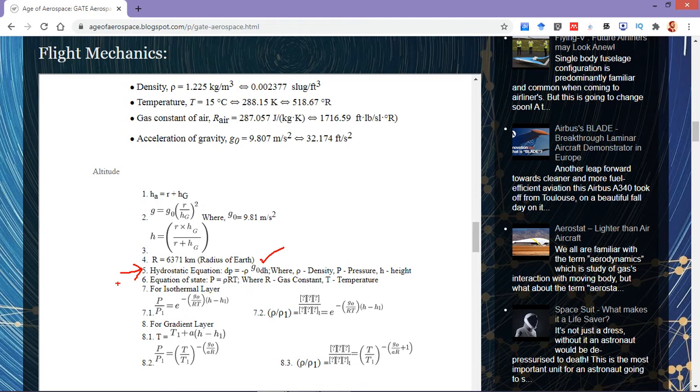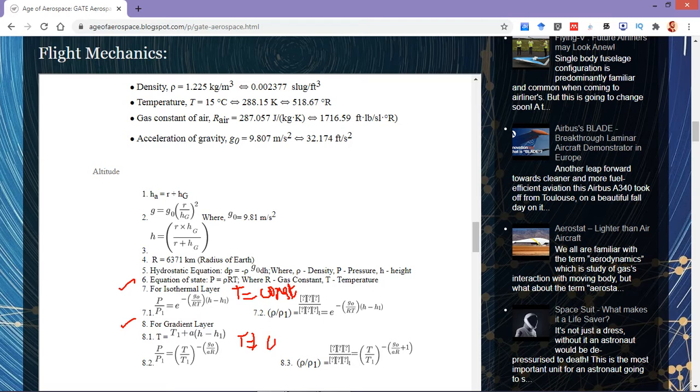be using further. Now these two equations which are provided over here, the isothermal layer and the gradient layer, both are very important equations considering the atmosphere, its properties, and standard atmosphere. So there are two different equations: the pressure ratio and density ratio for the isothermal layer, where the temperature doesn't vary, or the T is constant, and the next layer is the gradient layer, where the temperature isn't constant.